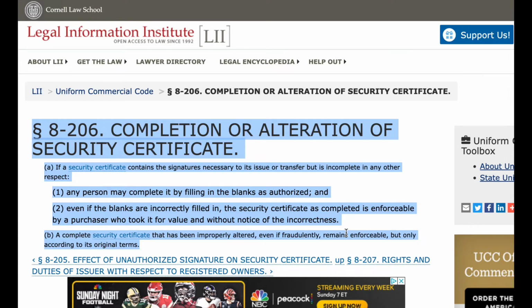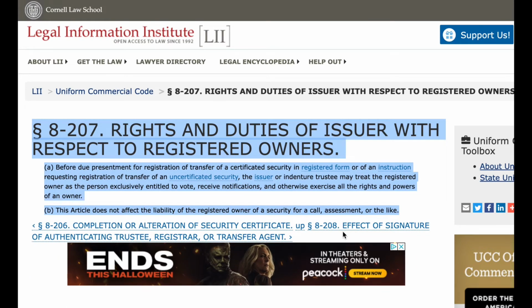Paragraph 206. Completion or alteration of security certificate. A. If a security certificate contains the signatures necessary to its issue or transfer but is incomplete in any other respect, 1. Any person may complete it by filling in the blanks as authorized, and 2. Even if the blanks are incorrectly filled in, the security certificate as completed is enforceable by a purchaser who took it for value and without notice of the incorrectness. B. A complete security certificate that has been improperly altered, even if fraudulently, remains enforceable, but only according to its original terms.